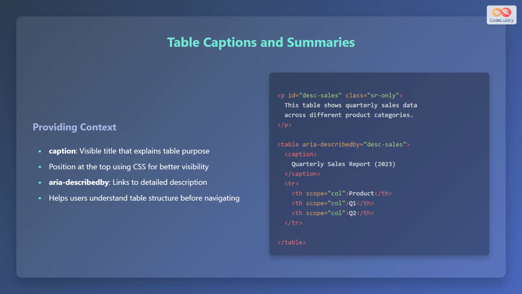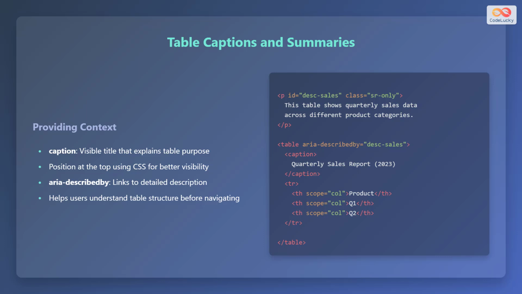Providing context to tables can be achieved with the caption element, a visible title that explains the table's purpose and is often positioned at the top using CSS for better visibility. And by using aria-describedby, which links to a detailed description. This helps users understand the table structure before navigating.